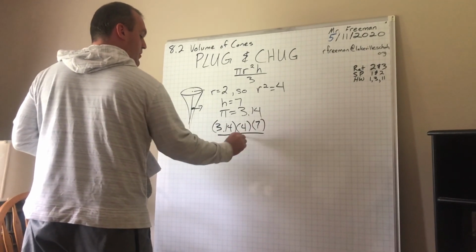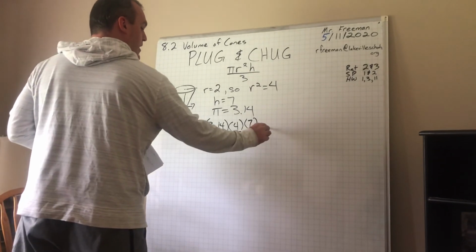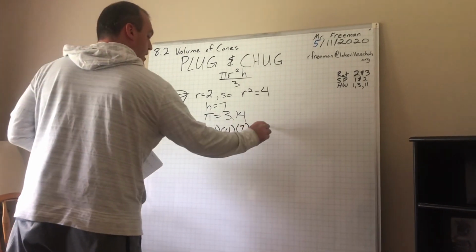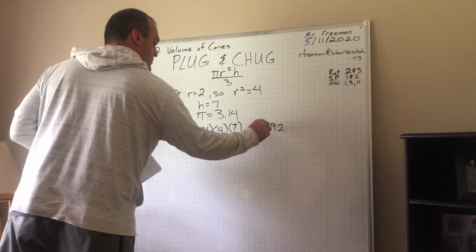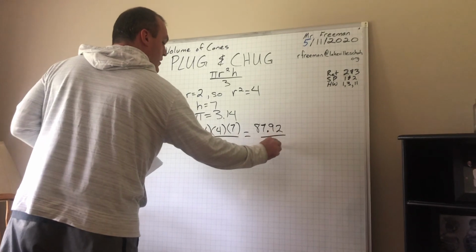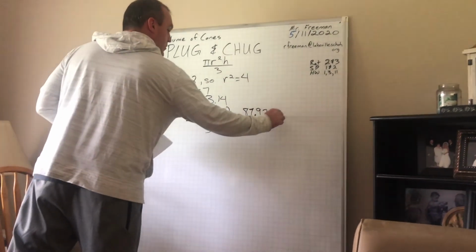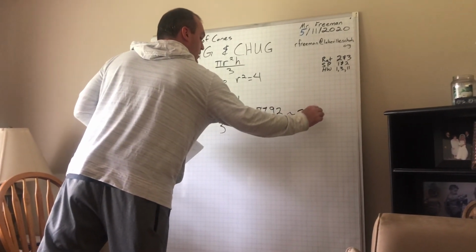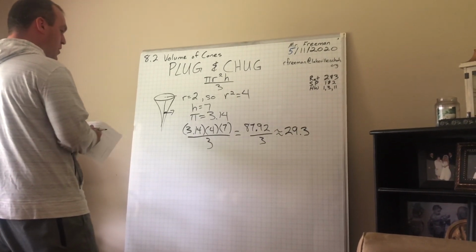And when we get that, we're going to divide it all by 3, because that's what the formula says to do. When you multiply all these together on the top, you get 87.92. We are going to divide that by 3, and you'll get a rough answer of 29.3. Okay? That's number 1 on the skills practice.